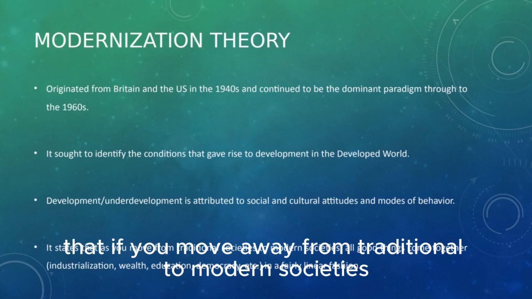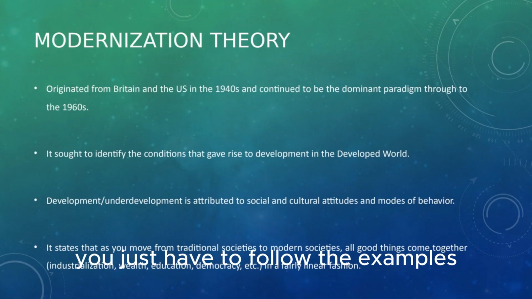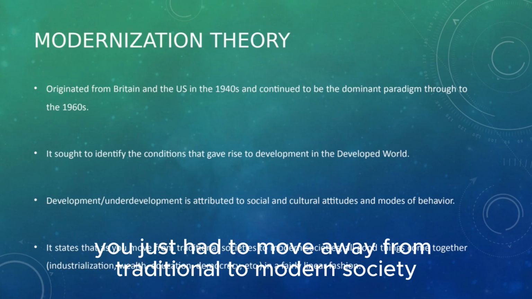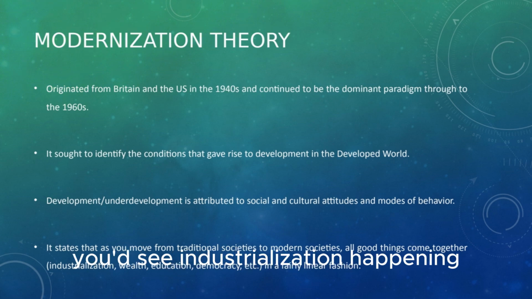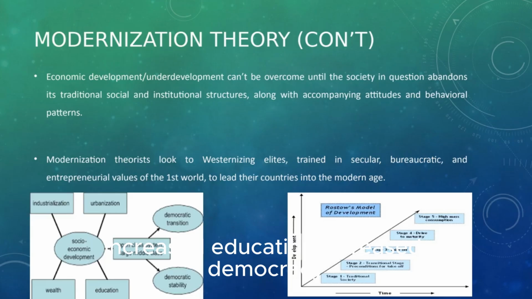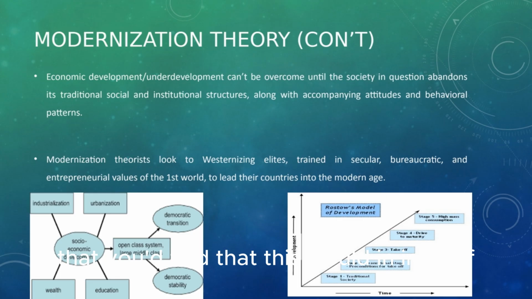If you move away from traditional to modern societies, all good things would come together. You just have to follow the examples of what they saw happening in the developed world, where they experienced development. You just had to move away from traditional to modern society and all good things would come. You'd see industrialization happening. You'd see increased wealth, increased education, increased democracy, and this would all happen in a linear fashion, right? You'd find that if they didn't abandon this traditional society, this would in itself lead to underdevelopment.